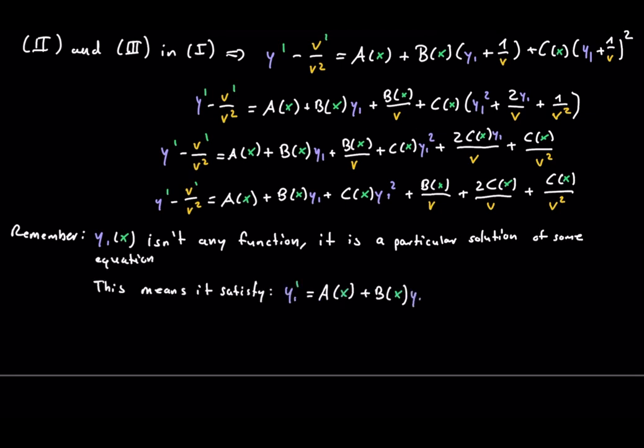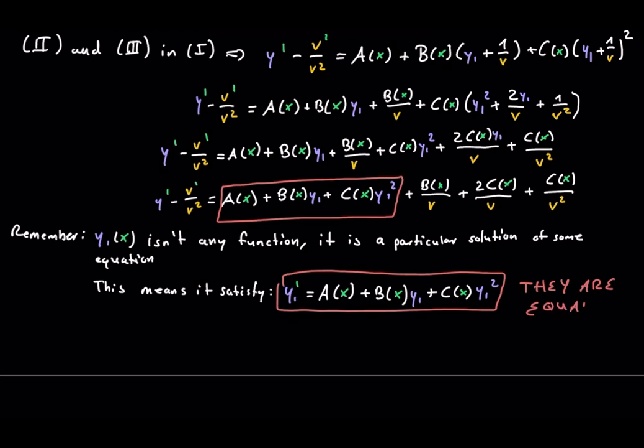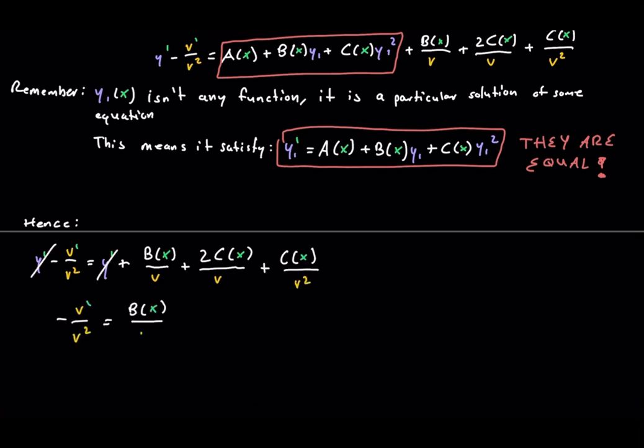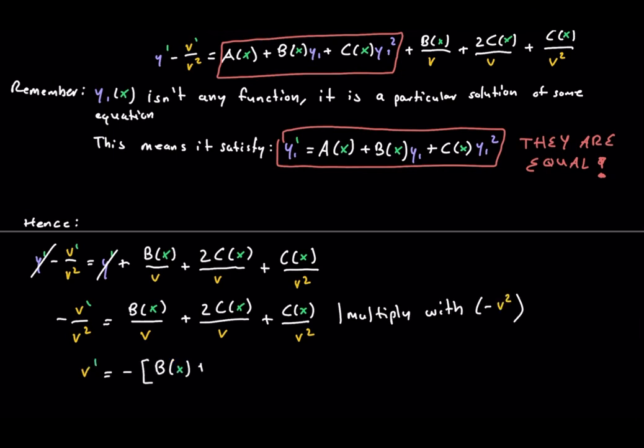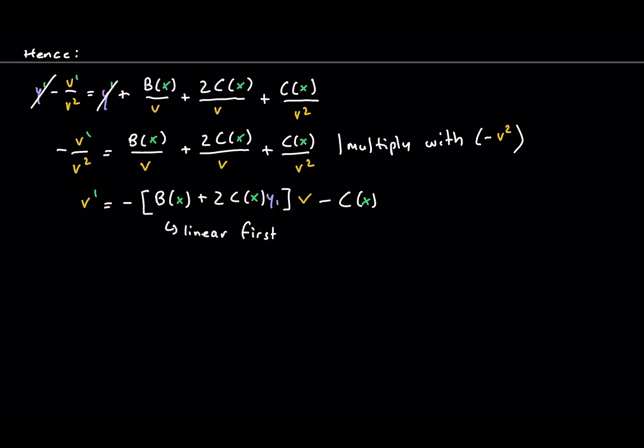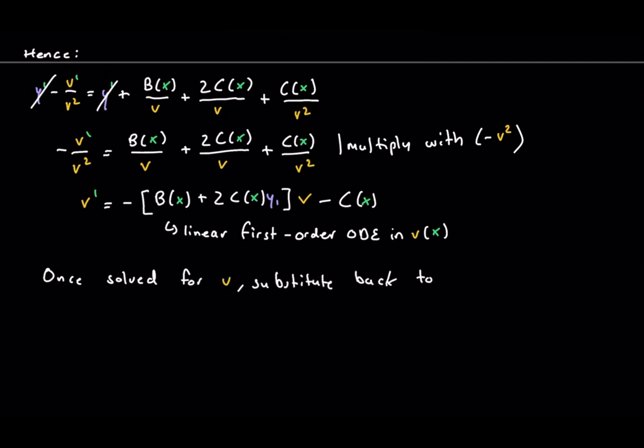Multiply through by v squared to clear denominators. Negative v prime equals the quantity b of x plus 2 c of x y1 times v plus c of x. Finally, multiply through by negative 1 to make the derivative positive. v prime equals negative the quantity b of x plus 2 c of x y1 times v minus c of x. And that's it. A linear first-order differential equation in v. Once you solve this linear equation for v, you can substitute it back into y equals y1 plus 1 over v to get the general solution.